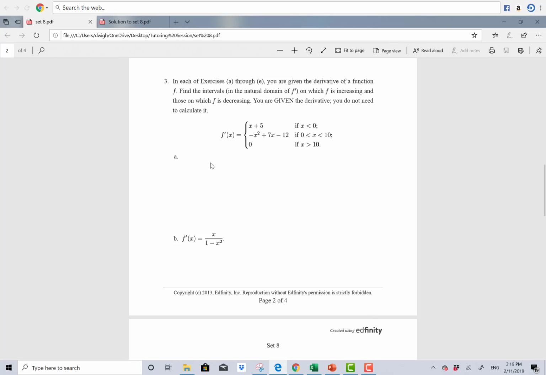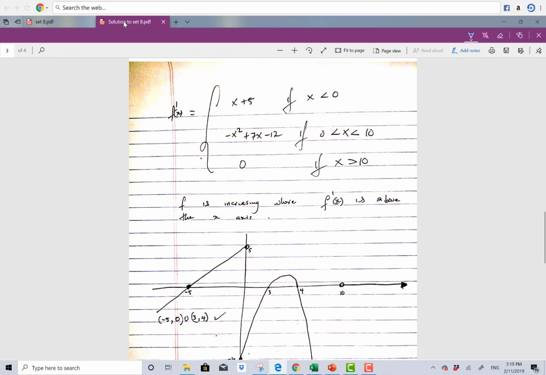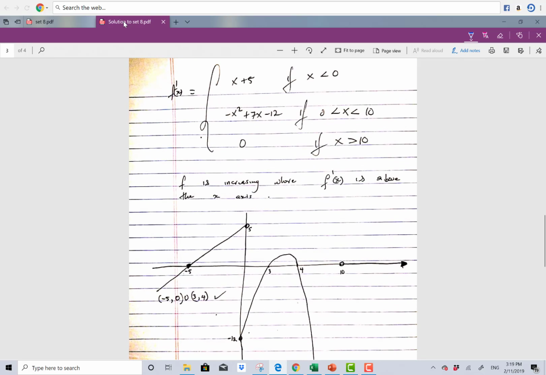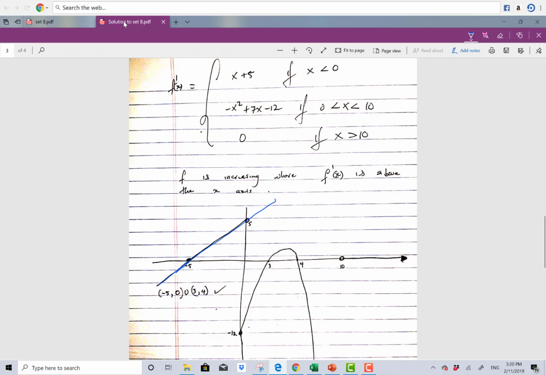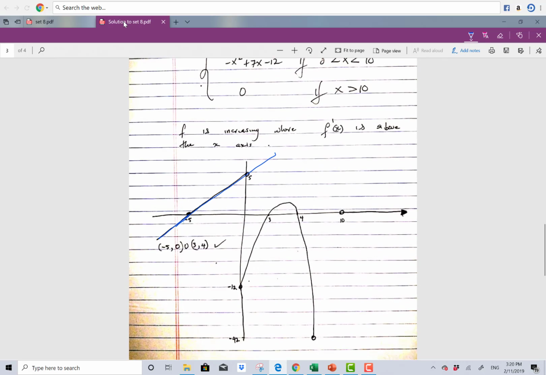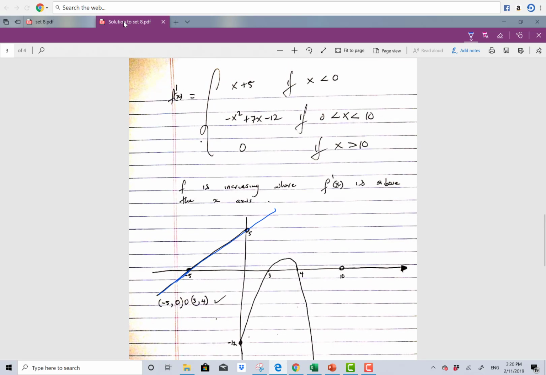Now, if we look at this problem real quick for 3a, notice the derivative would look like this if I draw the graph. Notice carefully right now, this piece is going to be my x plus 5. This piece here is going to be my negative x squared plus 7x minus 12, and it's going all the way down to negative 42. And for the last piece, greater than 0, it's going to be picking up here, and it's going this way.